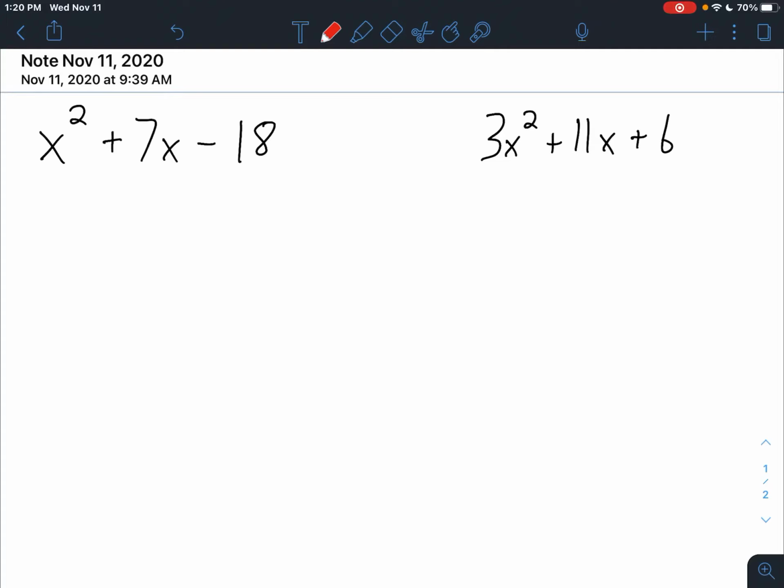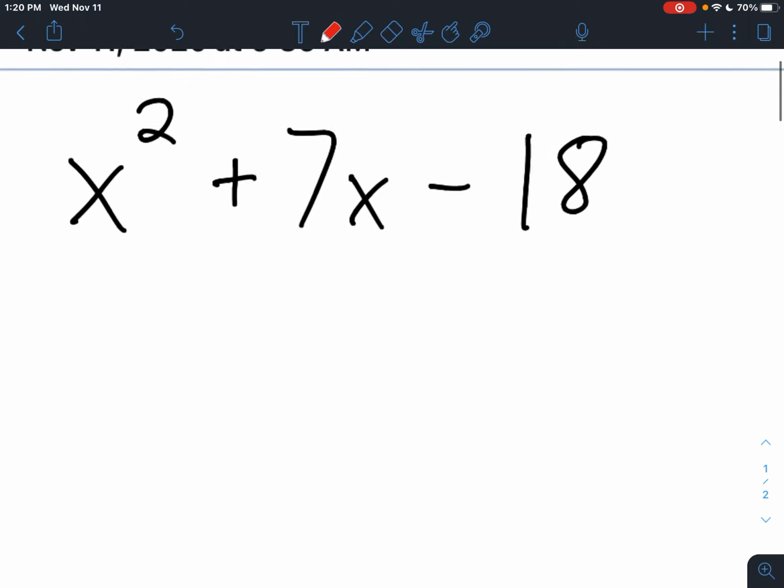All right, guys, this is just a quick refresher on factoring. We're going to do one where the a value is 1 and another one with an a value of 3, something other than 1. So let's start with this one first.